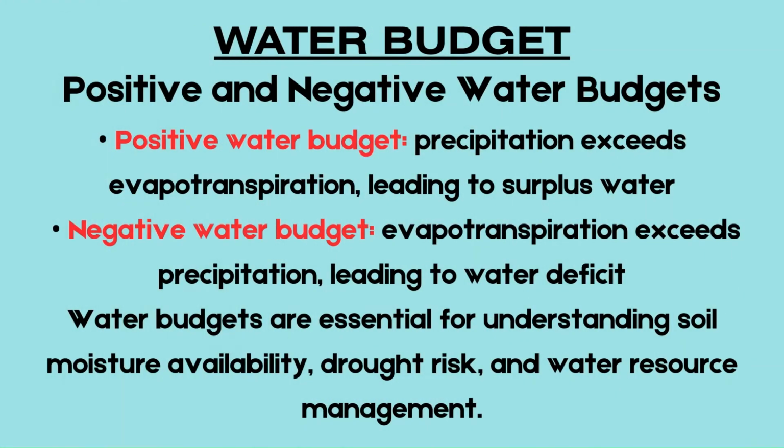A positive water budget occurs when inputs exceed outputs, leading to a water surplus. This situation is beneficial for agriculture, where excess water supports crops. On the other hand, a negative water budget happens when outputs surpass inputs, leading to water deficits. This is often associated with drought conditions.